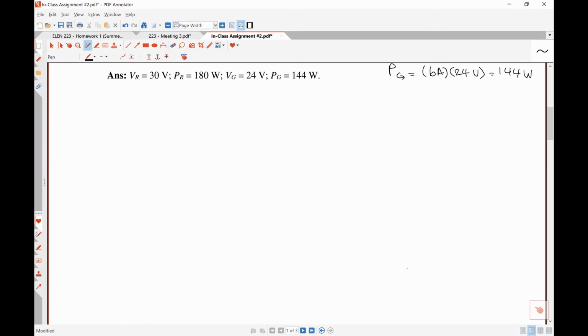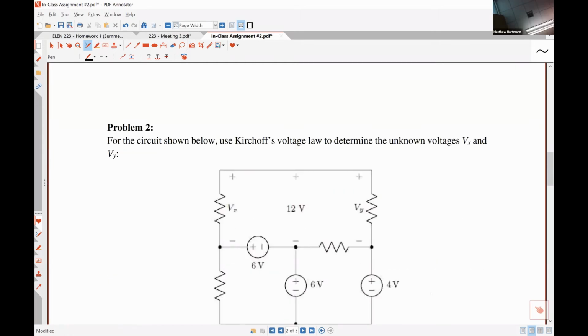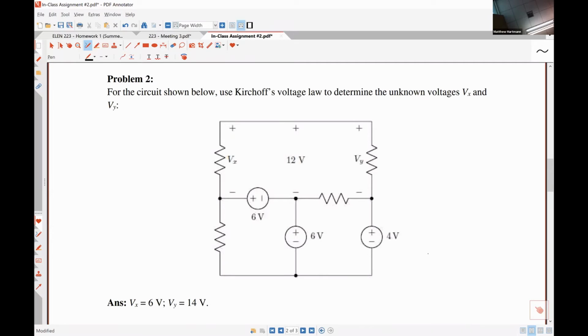Alrighty, let's move along to number 2. This one is a little bit more difficult. We're asked to use Kirchhoff's voltage law to determine the unknown voltages Vx and Vy. All we really need is Kirchhoff's voltage law by itself, nothing else. So our goal here is to find a path that effectively isolates the variable Vx or the variable Vy, right?